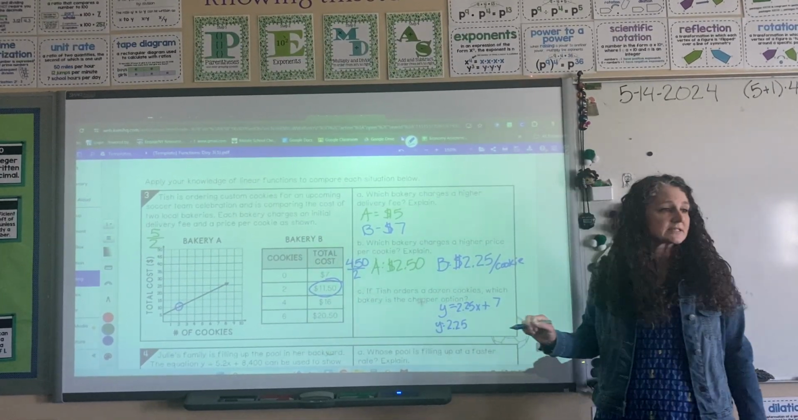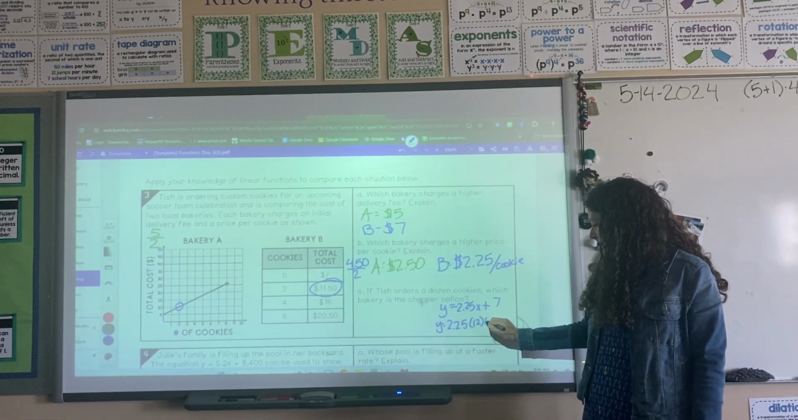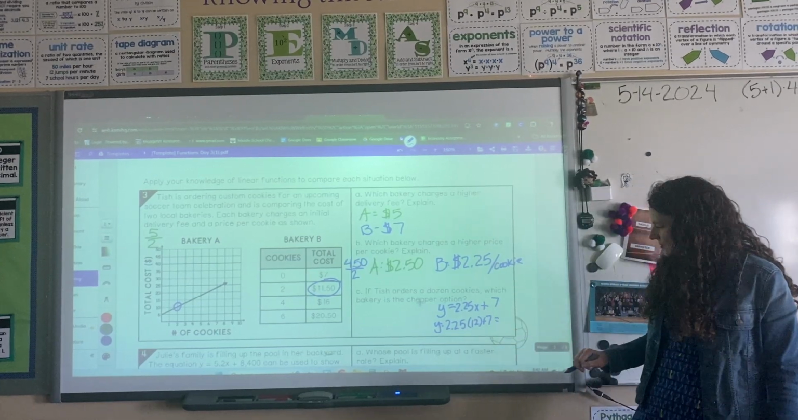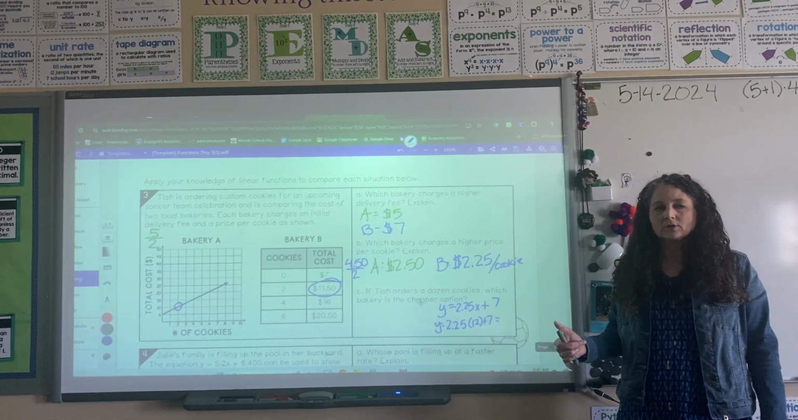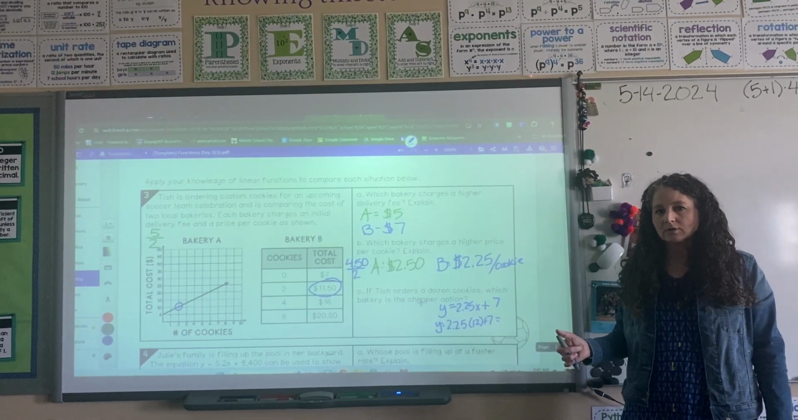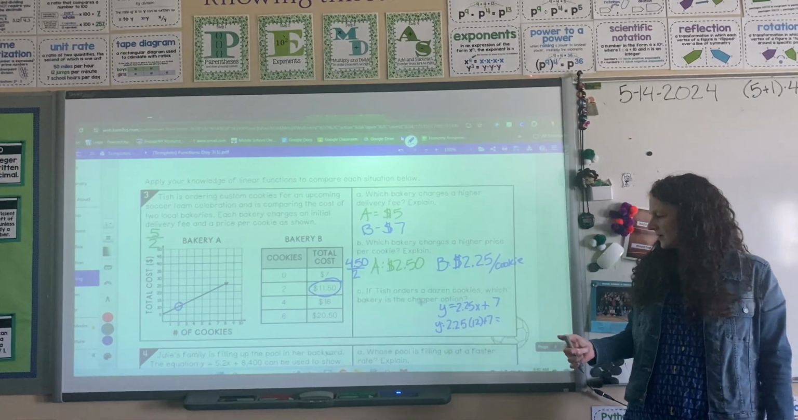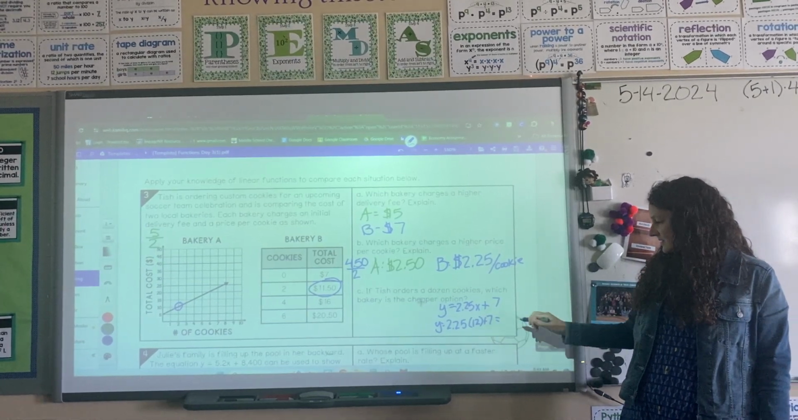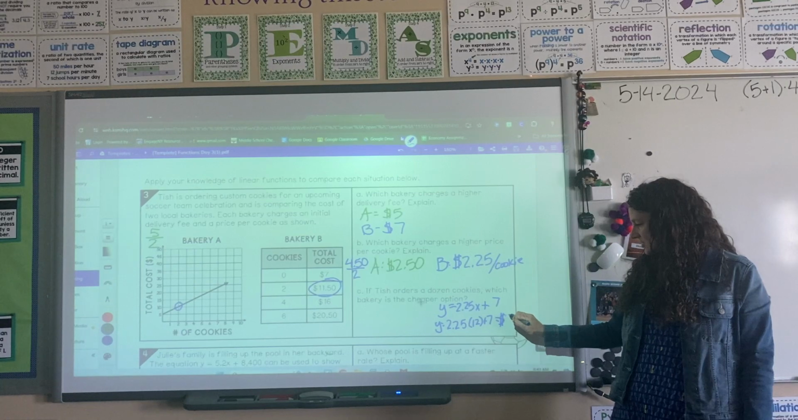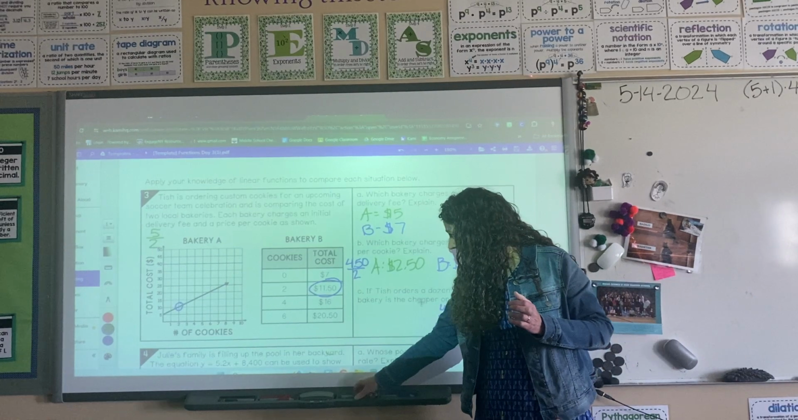How many cookies are in a dozen? 12. I'm glad you guys knew that. So what does that equal? What's 2.25 times 12, plus 7? 2 times 12 is 24, and then 0.25 times 12 is 3. So it'd be 27 plus 7. So we're talking $34 for 12 cookies. Okay? Let's look at A.